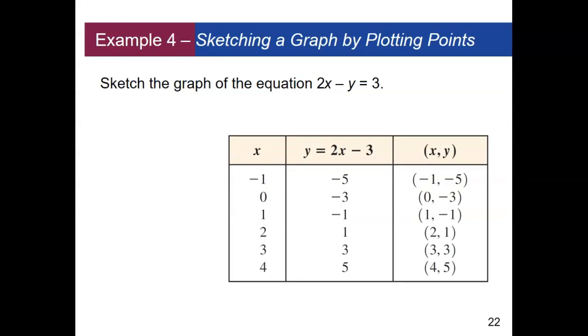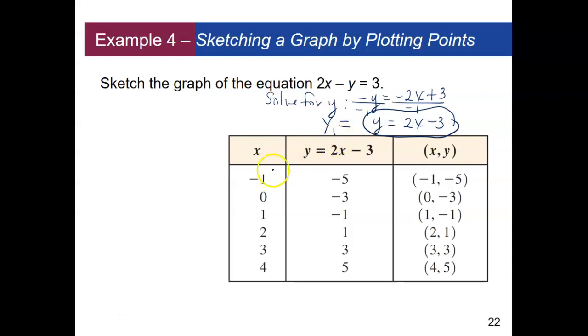Okay, this is the equation that we're going to be working with. Anytime that you enter something in your calculator, you have to have it solved for y. So I'm going to solve this for y, which means I'll have negative y equals negative 2x plus 3. I'm going to divide by the negative 1, and I'm going to get y equals 2x minus 3. So this is my equation that I'm going to put in y1 in the calculator, and then I'm going to get some of these points on the calculator.